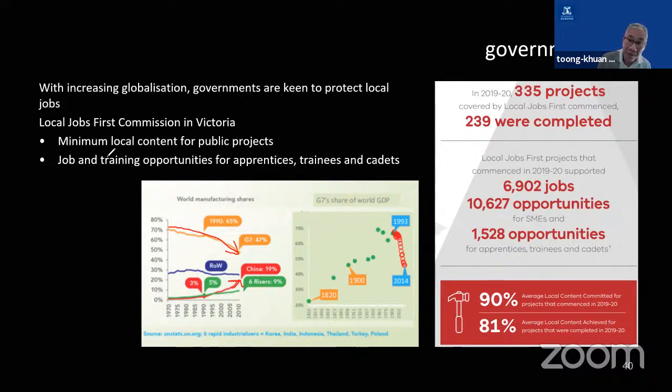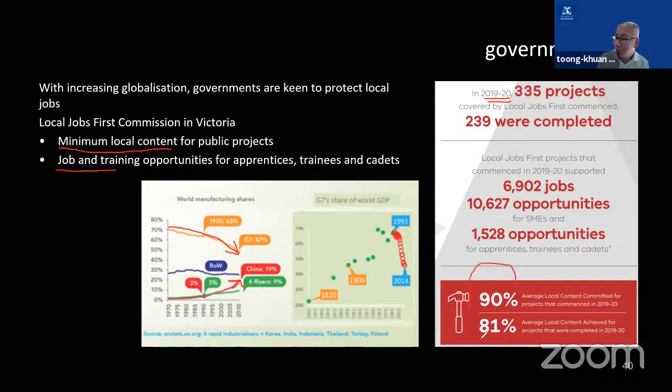And that act basically says that there must be a minimum local content for public projects, and projects must also produce jobs and training opportunities for apprentices, for trainees, and for cadets. So I got this information from their latest annual report. So during the last financial year, 335 projects were covered by the Local Jobs First policy. They have created nearly 7,000 new jobs.